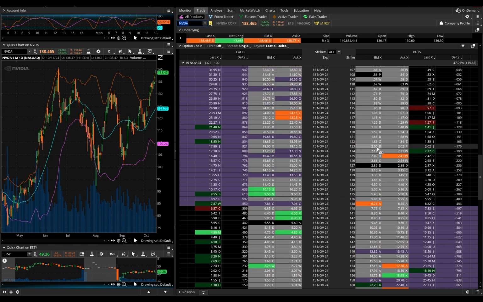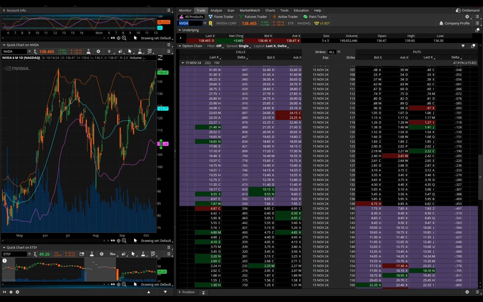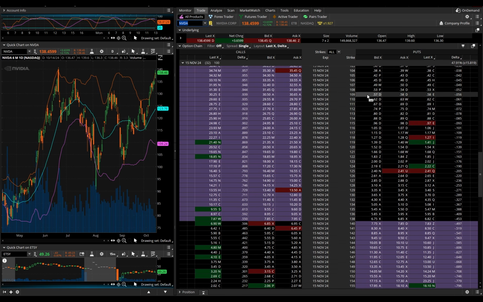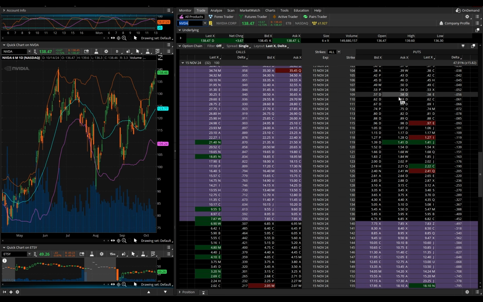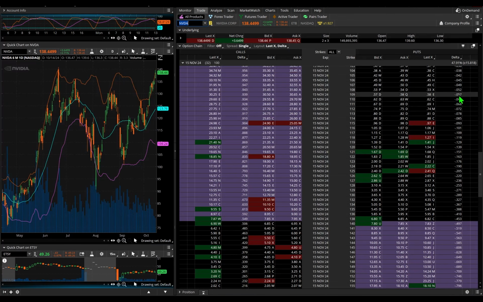But if you want to be more conservative, we can look at the strikes for the bottom number, which is 109. So we'll come over here. It looks like at 109 we would get paid anywhere between $57 and $58 for selling this put. And there's just a 5% probability that it hits that price by this expiration date.